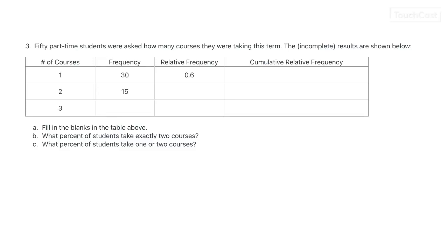So in this video, I want to walk through GP4 number 3, problem number 3. The scenario here is that we have 50 part-time students that were asked how many courses they were taking this term. This is a table of the incomplete results. So basically, the first thing they want you to do is to fill in the blanks for this table.